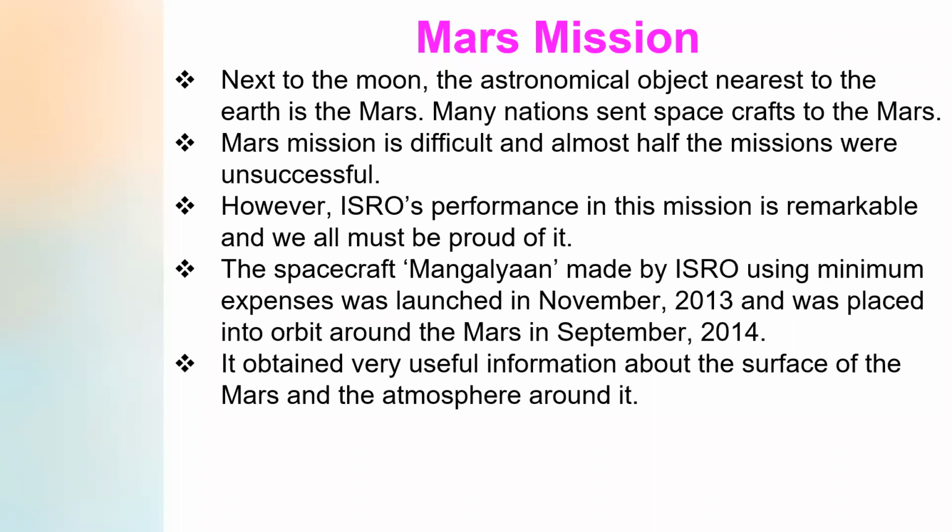Many countries sent spacecraft to Mars. The Mars mission is difficult and almost half the missions were unsuccessful. See, many countries such as China, Japan, America, European countries and Russia have all sent their spacecraft to Mars, but half of the missions went wrong. They were unsuccessful. It was very difficult to go into the orbit of Mars.